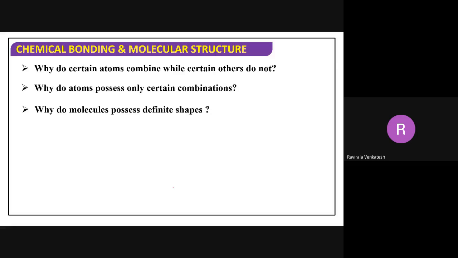Now these are some questions. All these questions will be explained in this chapter. Why do only certain few atoms combine while some atoms do not? What is the reason? Why do atoms possess only certain combinations, meaning why does that element undergo reaction only with that element? Why is this combination not for all the elements? And how do molecules get definite shapes? What is the shape of a molecule, and how do they get that shape? Why does water have a bent or angular shape? Why does methane have a tetrahedral shape? This we'll discuss in this chapter.